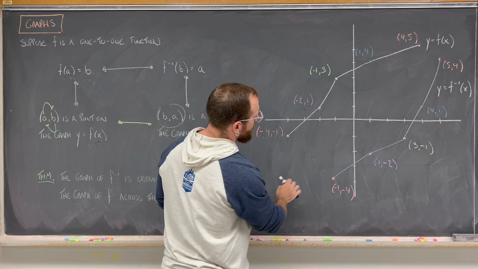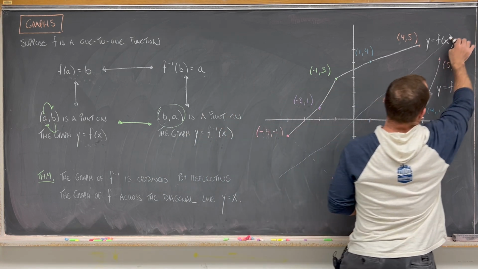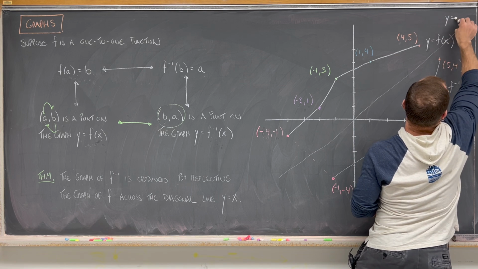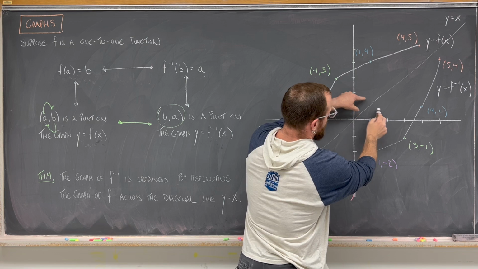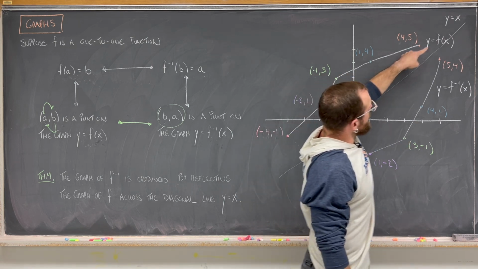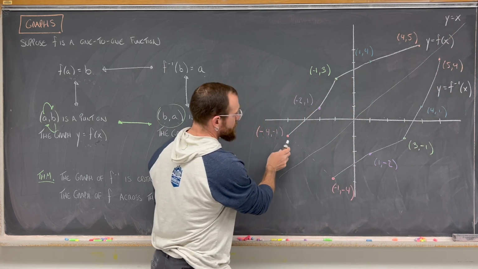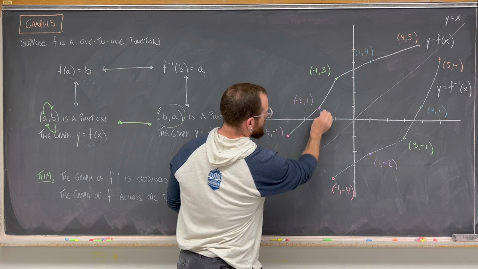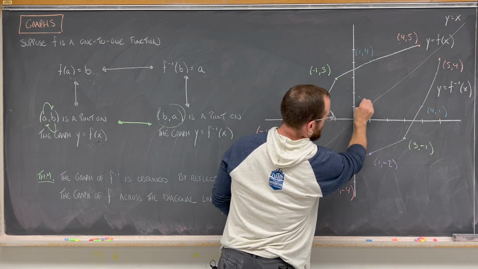What I was doing was reflecting the graph of f across this diagonal line. This diagonal line has the equation y equals x. That's 0, 0, 1, 1, 2, 2, 3, 3. The equation of this diagonal line is y equals x. It's a straight line with slope 1. And all I was doing was reflecting all of these points across this diagonal line. That's what I was doing.